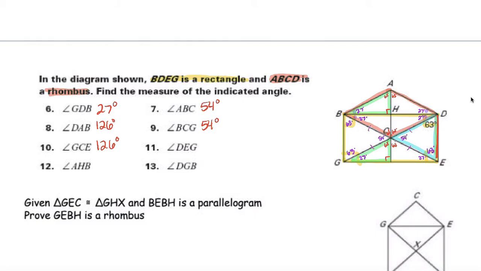DEG, D to E to G, that is a 90 degree. It's one of the corners of the rectangle. AHB, A to H to B, that is one of the right angles at where the rhombus's diagonals are intersecting, 90. DGB, D to G to B outlines that 63 degree angle there.